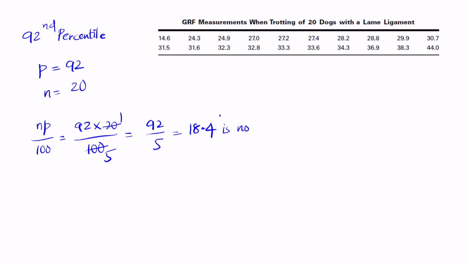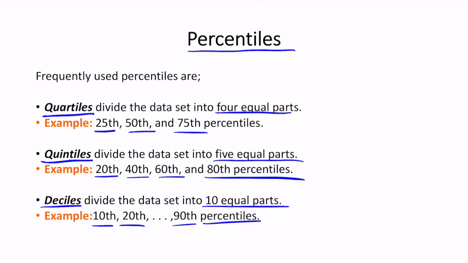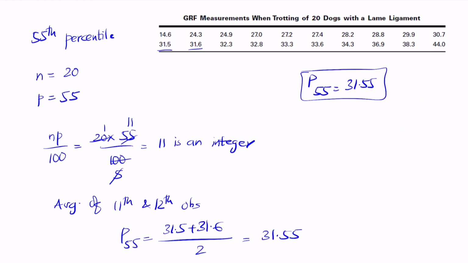So this is not an integer. So what is the value then? We have to find the integer greater than 18.4. So the closest integer to 18.4 is 18. So P92 becomes the 18th observation. The 18th observation is 36.9. So this is P92. So this is an example where the actual value is not an integer. So understand how you can do all these. This is how you can do percentiles.